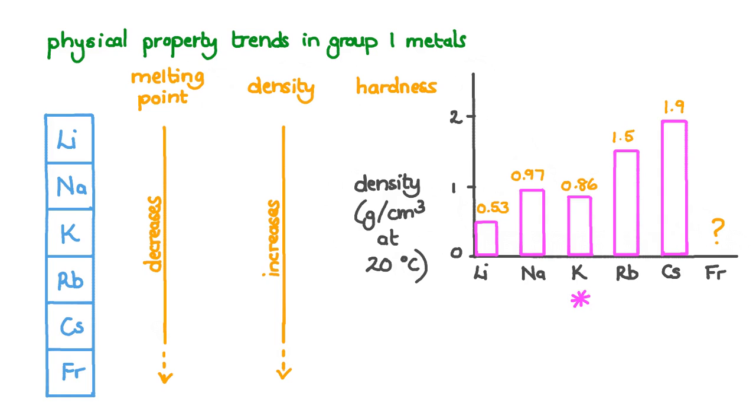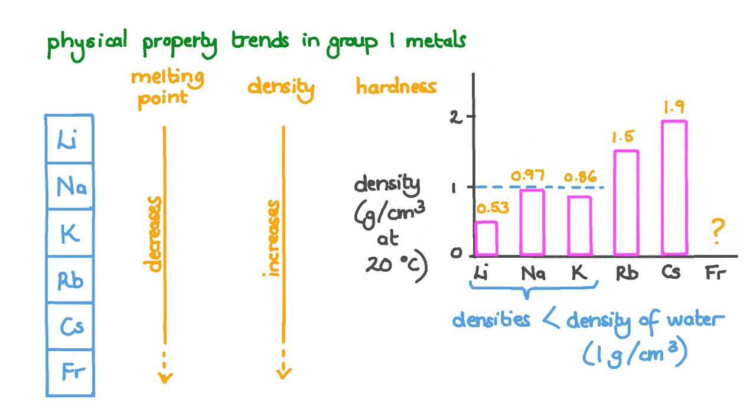What is interesting is that the alkali metals are relatively light and low in density compared to the other metals on the periodic table. Specifically, lithium, sodium, and potassium all have densities less than that of water. In other words, less than 1 gram per centimeter cubed. So these 3 metals float on water.